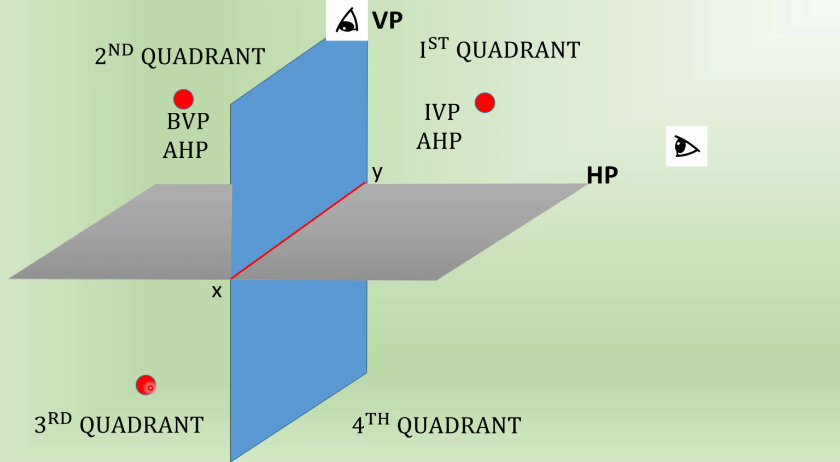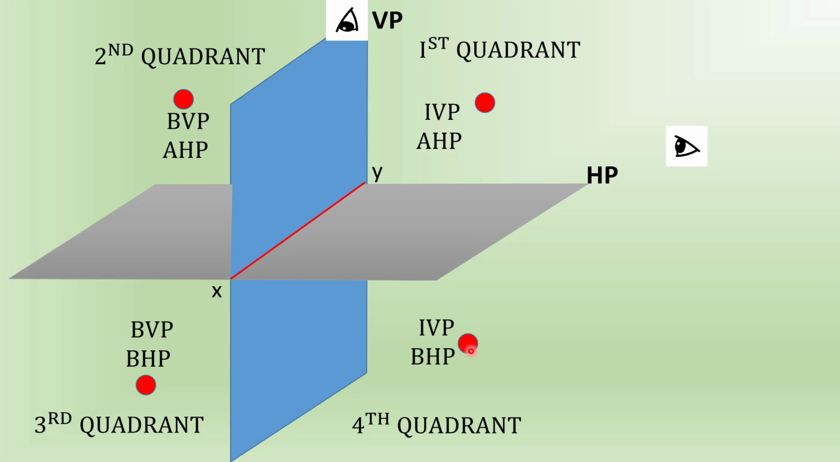Now let us consider a point lying in the third quadrant. Here we can see that the point is lying behind the vertical plane and below the horizontal plane. And an object lying in the fourth quadrant will be in front of VP and below HP. So this is how we will be locating the point lying on the quadrants.